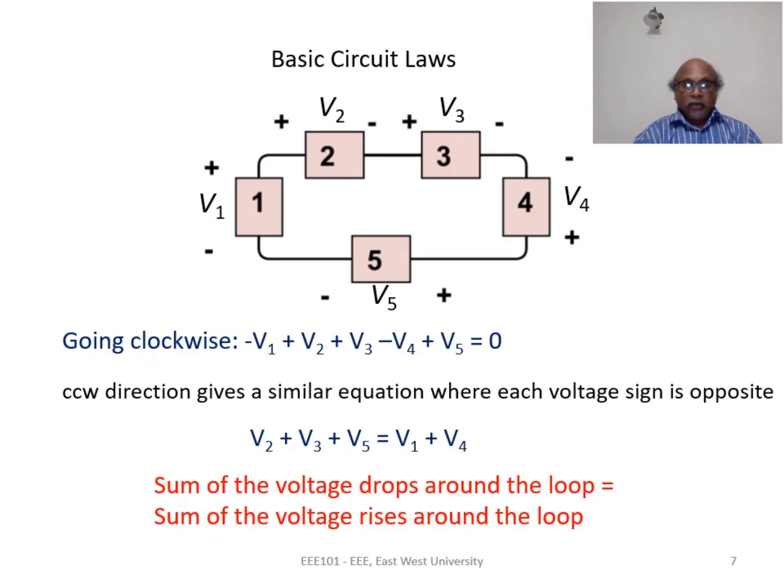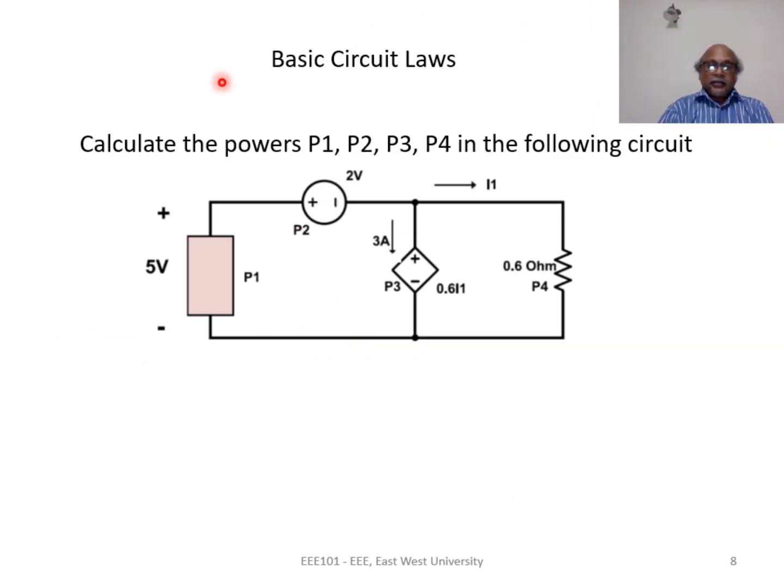Okay, now that we know Ohm's law, KCL and KVL, let us try to solve a problem. Here in this circuit, there are 4 circuit elements. We want to calculate the power of each one, P1, P2, P3, P4.